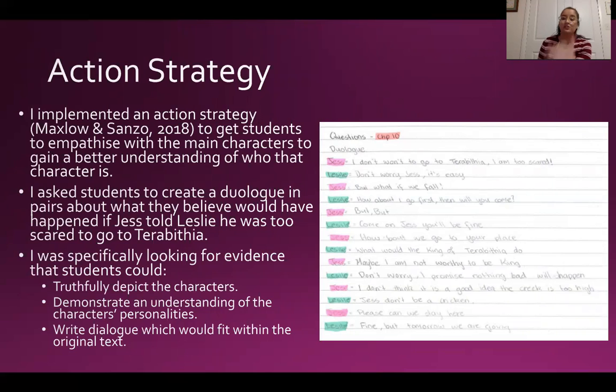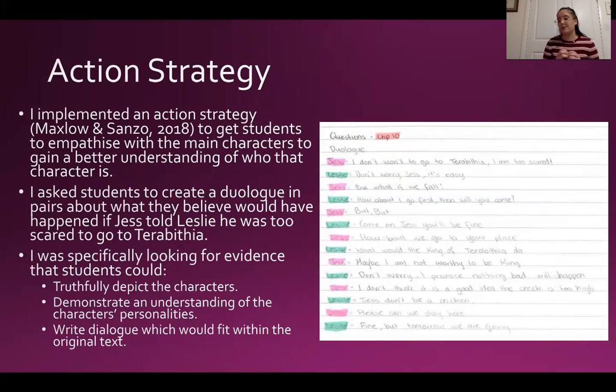So I've just got, again, student 13's example here, and that's with her partner as well. And so what I was looking for there, I wanted the students to be truthfully depicting the characters, demonstrate an understanding of their personalities and their values. And I also wanted the dialogue, and this was specifically set out to students, that it needed to be able to fit within the original text.